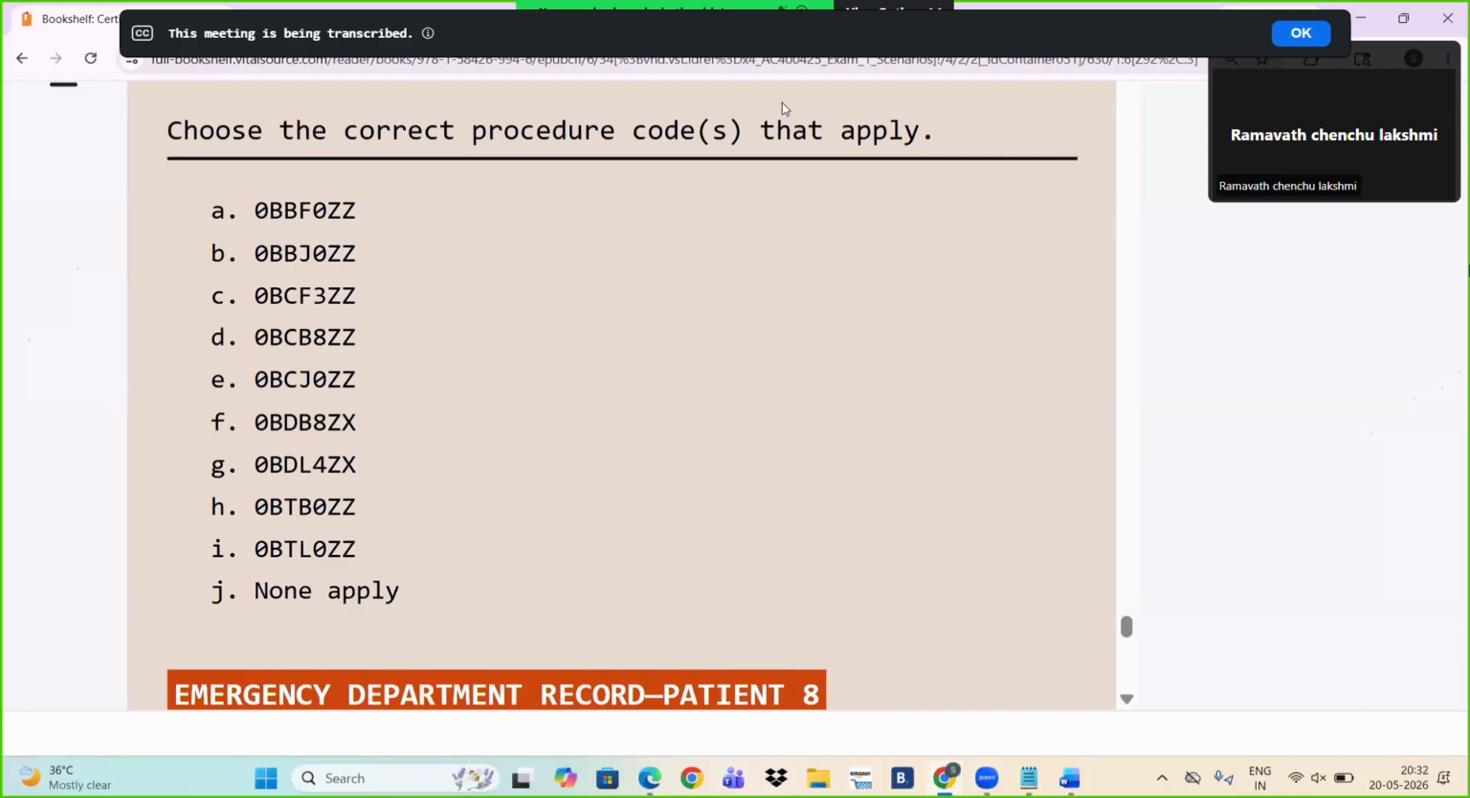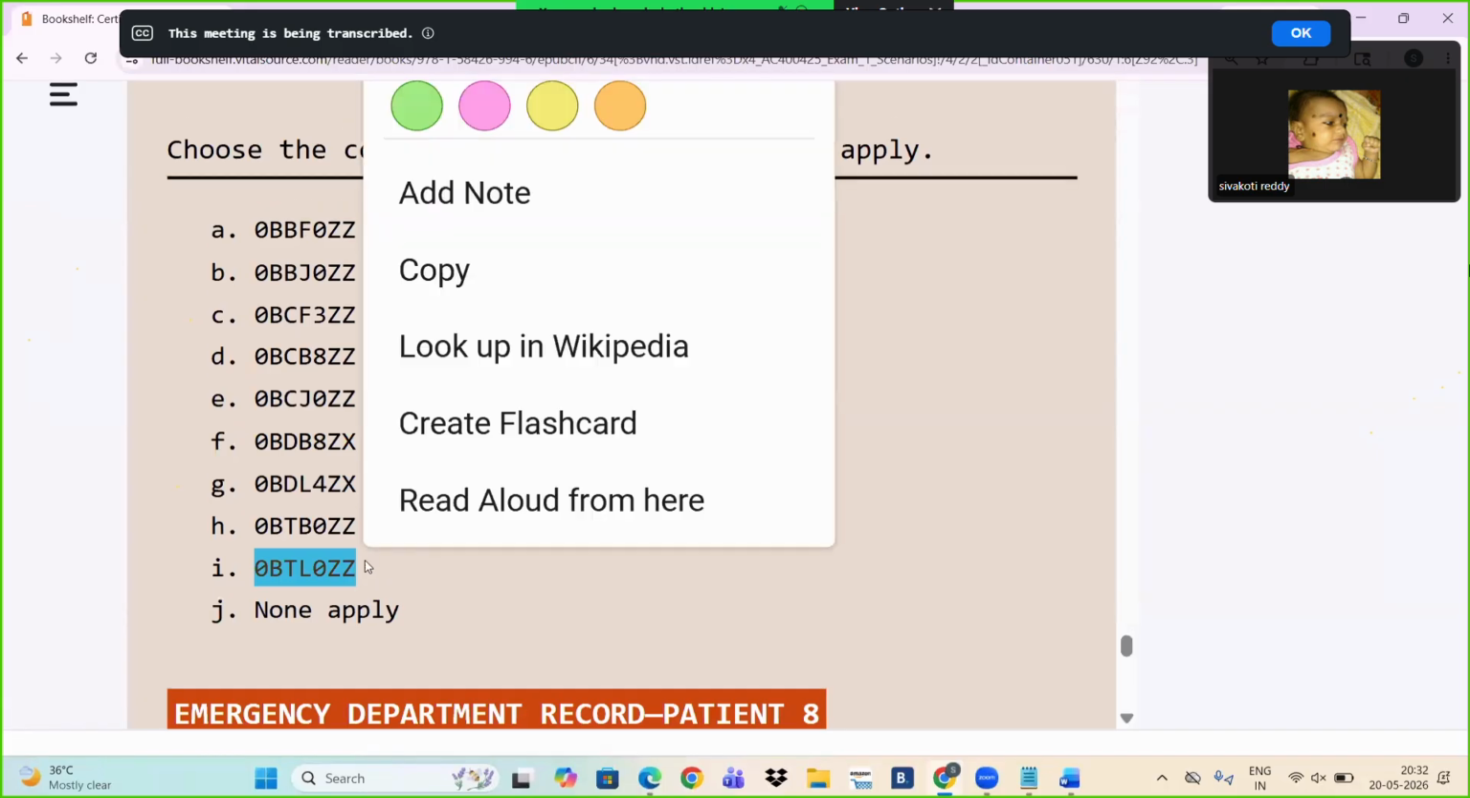Sir, can you show me 0BTL? L means left lung, correct? Left lung. B means lower lobe bronchus left. So here they have done the left lung. So 0BTL is the answer. Like that we need to select.